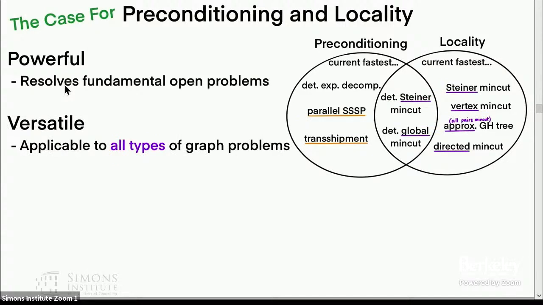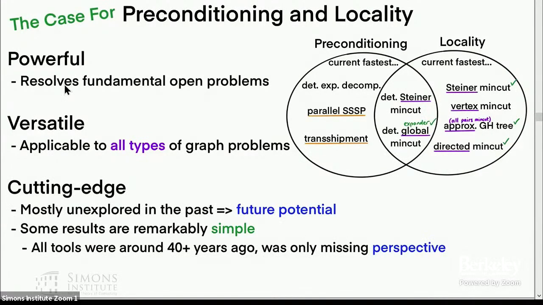It's also versatile. It applies to all types of graph problems. For example, in the particular case of min cut, we were able to apply it to practically every single variant of min cut that we studied. And finally, I want to claim it's cutting edge, no pun intended. These techniques have mostly been unexplored in the past, which is significant because that concerns future potential. In other words, these techniques have a lot of future room to grow and develop.